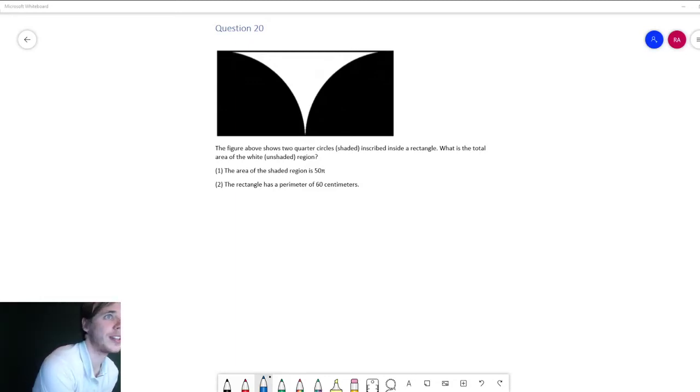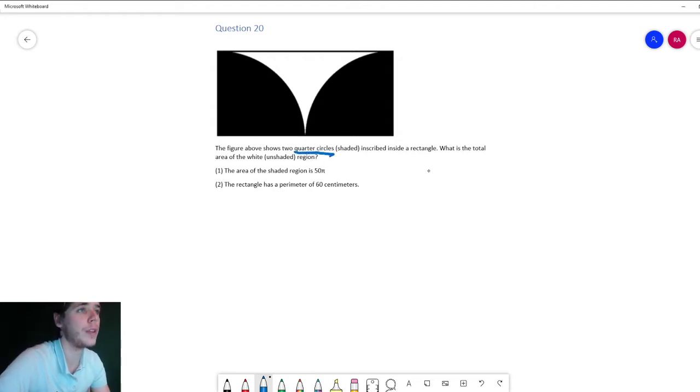Okay, last question. Question number 20. The figure above shows two quarter circles inscribed in a rectangle. What's the total area of the white part? So what's the total area of this specific part? Okay, how can we calculate the green part?